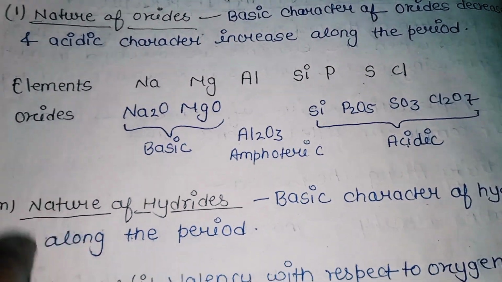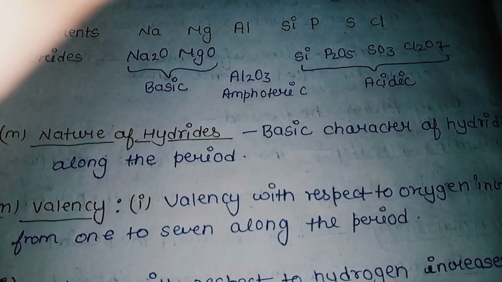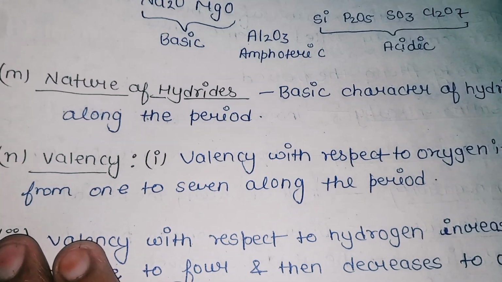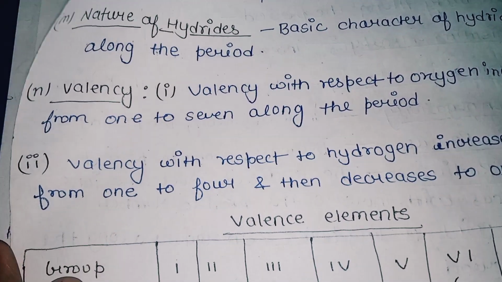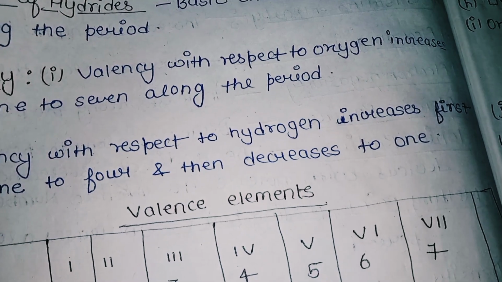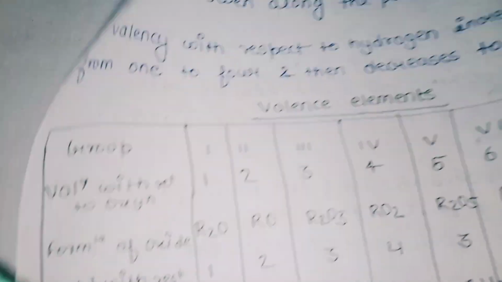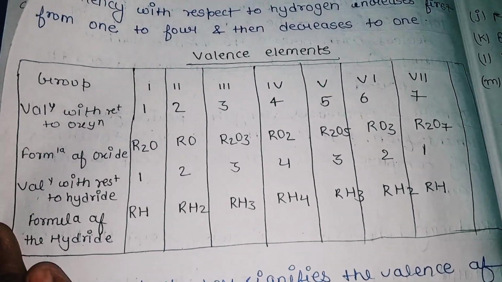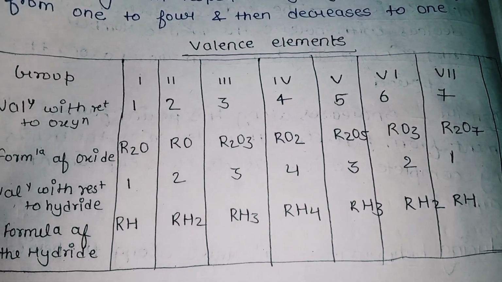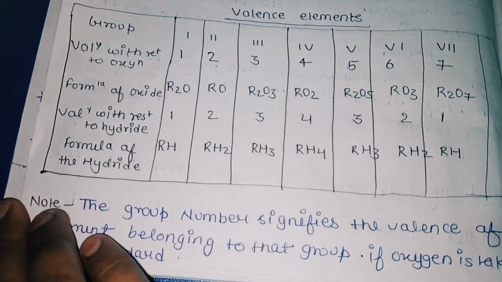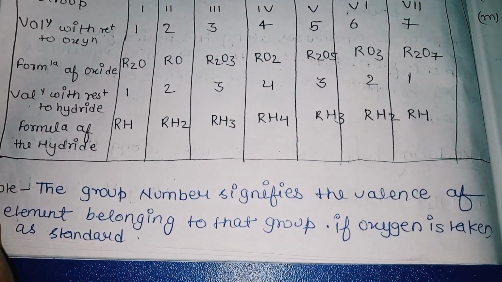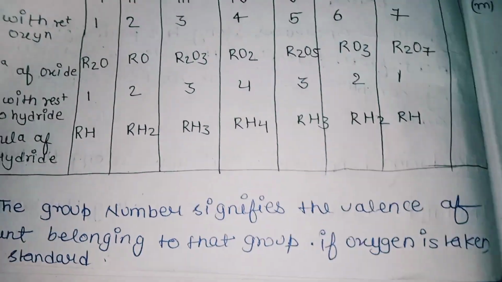So here you can see elements oxidize, and here you can see nature of hydrides. So let's discuss valency. Valency with respect to oxygen increases from 1 to 7 along the period. Second point, valency with respect to hydrogen increases first from 1 to 4 and then decreases to 1. Here you can see this chart: valency with respect to oxygen and valency with respect to hydride, and also the formula of oxide and hydride. The group number signifies the valence of elements belonging to that group if oxygen is taken as standard.